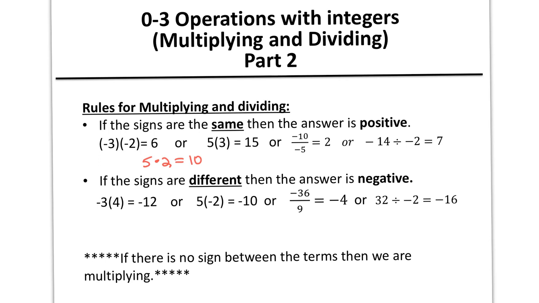Now, one more time, I'm going to repeat myself here. If there is no sign between the terms, then you are multiplying. By default, you have to multiply. Sometimes you are going to have a plus in between the parentheses, the terms. What that means is you add, not multiply, you add. Or sometimes you subtract, you have a minus. But if there's nothing, you will multiply.